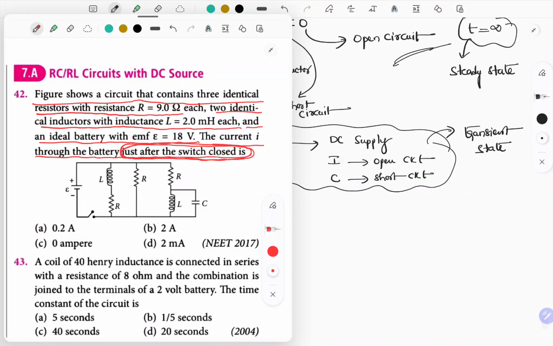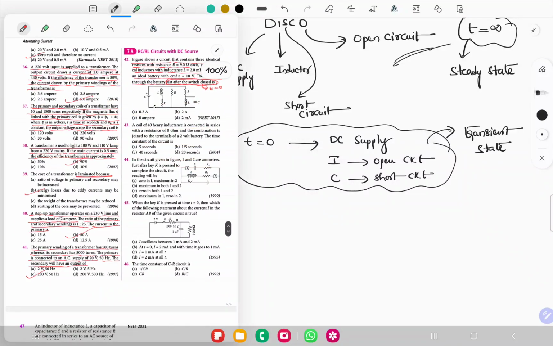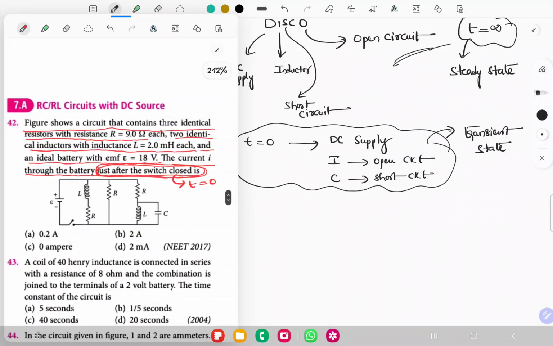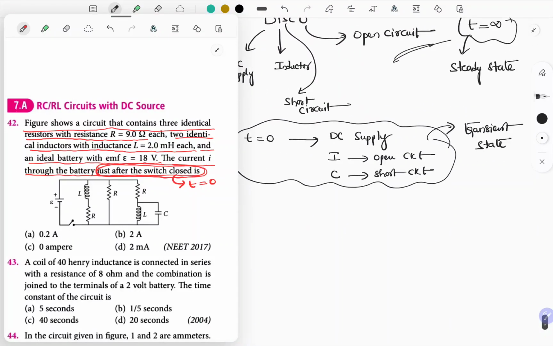Just after switch is closed, in the sense at t is equal to 0, how will the circuit behave? At t is equal to 0, inductor behaves like open circuit, capacitor will behave like a short circuit. Let me replace it. The question they're asking is current, right? So this is how the circuit looks. You just remove all the inductors because it is open circuited, and elements which are connected in series with the open circuit are also eliminated. So this is the circuit I am left with.